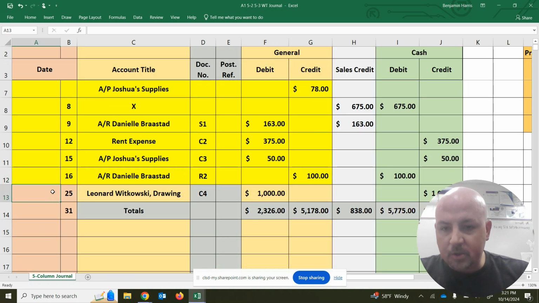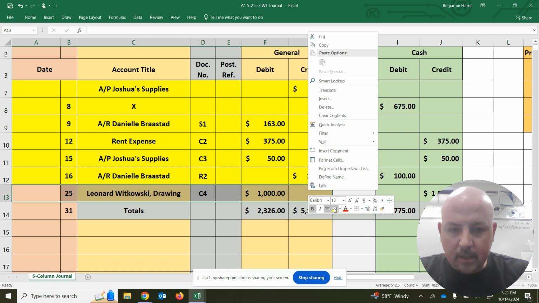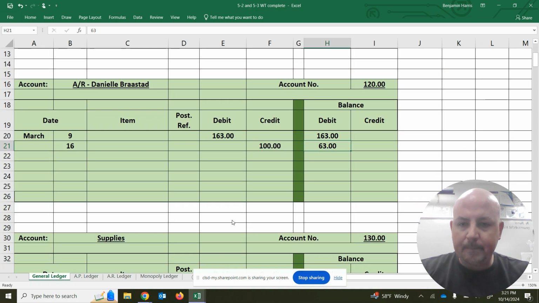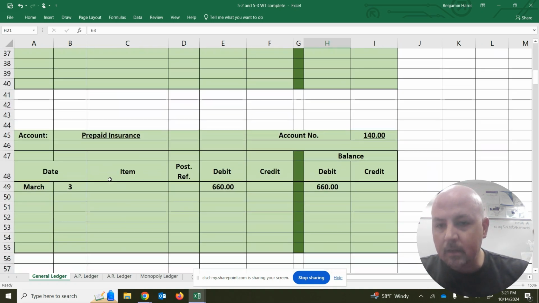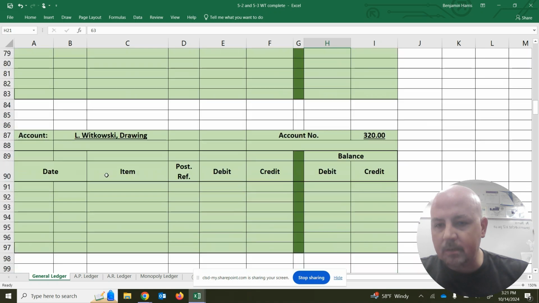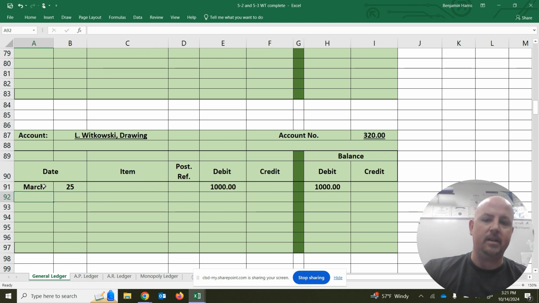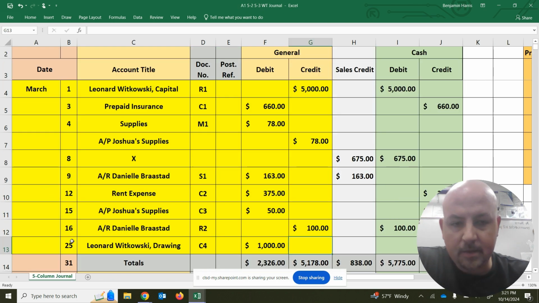Going now to the drawing. This is the last one of the general columns. This is the 25th. We have $1,000 of drawing. I'm going to find Leonard Witkowski drawing. It's going to be account number 320. The date is March the 25th. The owner's going to take money out for personal use to the tune of $1,000, and that's going to become our debit balance there. Okay, so that's good.